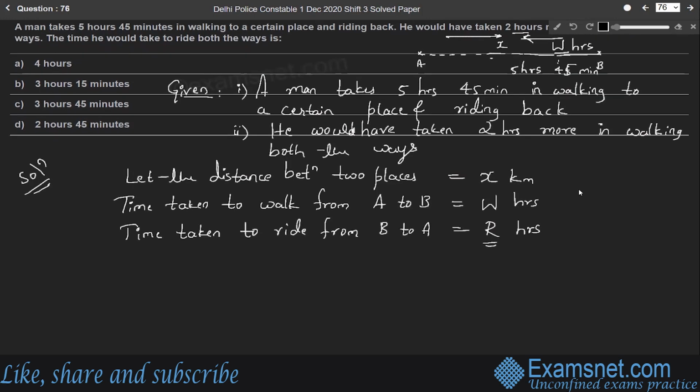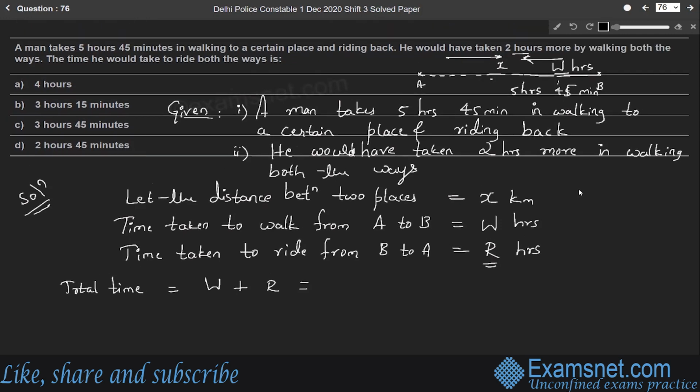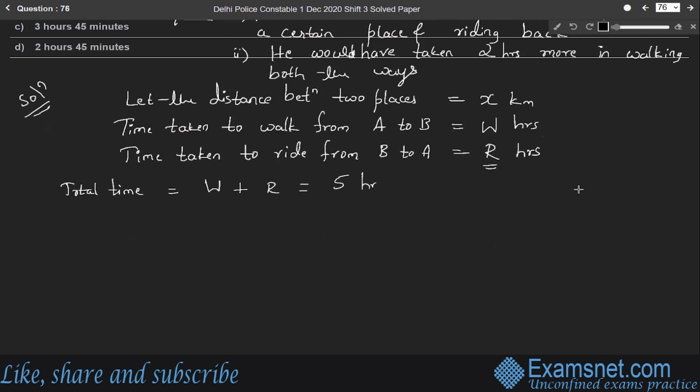So what is W plus R? So the total time is equal to W plus R is equal to, which is given, 5 hours 45 minutes. What is 5 hours? 5 into 60, that is 300 minutes plus 45 minutes, that is 345 minutes. So convert this into hours, divided by 60. Simplify it. So 15 into 4 is 60, 15 into 23 is 345. So 23 by 4 hours. Right? 23 by 4 hours.